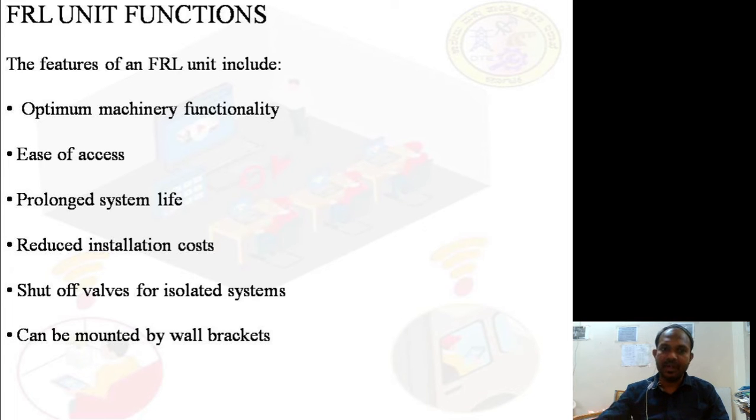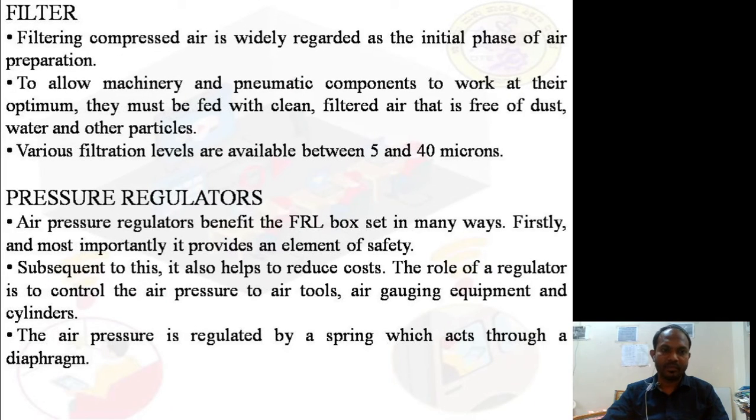That is one of the major functions of these FRL units. Now coming to the individual ones, I'm just talking about the filter. Filtering compressed air is widely regarded as an initial phase of air preparation. Now I was just talking about a filter before the compressor and a filter after the compressor. A filter not only filters the contaminants, but it also filters a small amount of the moisture content.